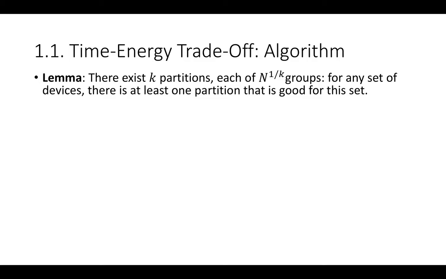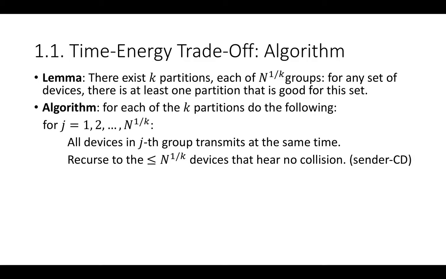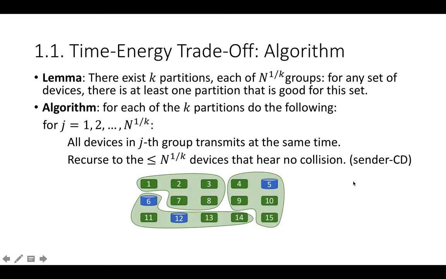Then the algorithm will make use of these k partitions. The algorithm works as follows. It enumerates over the k partitions, and for each partition, it enumerates over all of its groups, and it lets all devices of each group transmit a message at the same time, and the algorithm will recurse to all the devices that hear no collision.